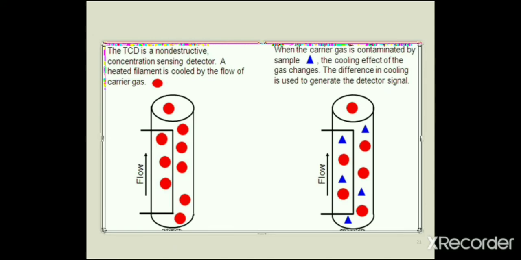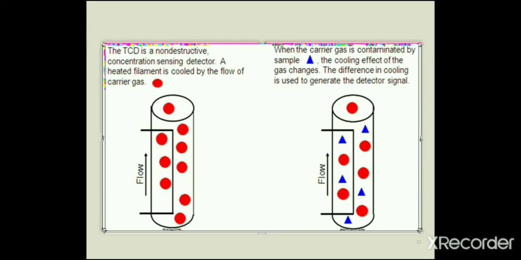So here you can see, first there is the flow of only carrier gas. At that time the heat loss will be constant and the temperature of the filament will be constant. But when the gas flows along with the analyte, the heat loss will change. So the temperature of the filament will change, and this can be detected.